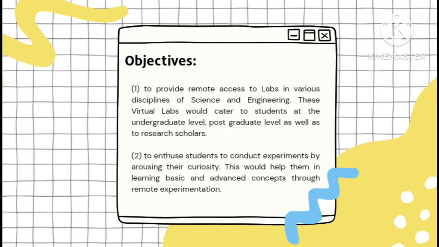Okay, next. So as we can see here, there are two objectives and also followed by another objectives. First is to provide remote access to labs in various disciplines of science and engineering. So these virtual labs would cater to students at the undergraduate level, postgraduate level, as well as to research scholars. And second is to enthuse students to conduct experiments by arousing their curiosity. So this would help them in learning basic advanced concepts through remote experimentation.